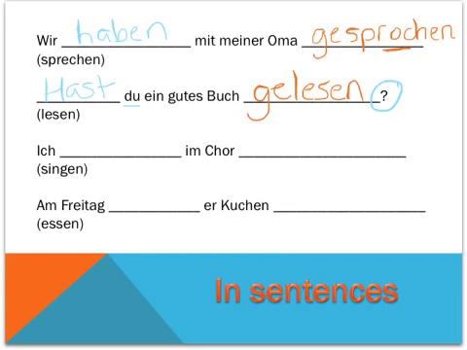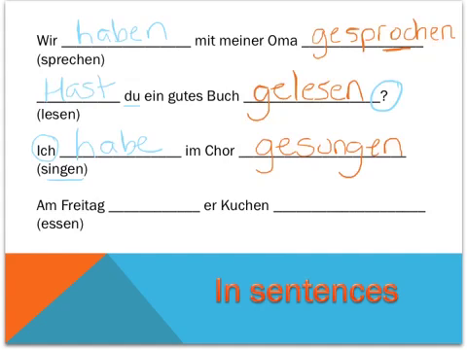And the third example was singen. We need a form of haben to go with ich. So ich habe. Our past participle of singen, GE, irregular stem, sung, and EN. Ich habe im Chor gesungen. I sang in the choir.